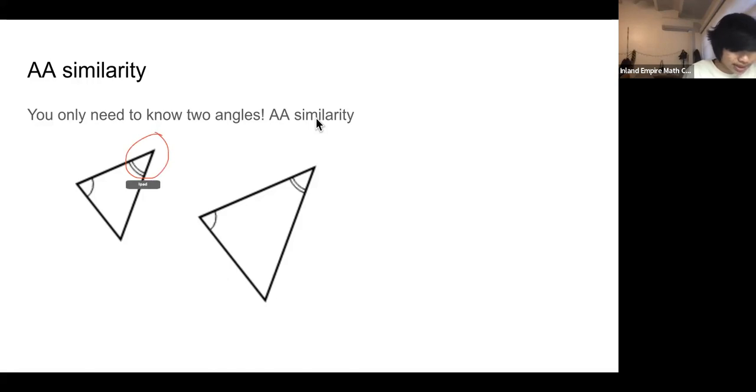This angle corresponds to that angle, and this angle corresponds to that angle. So you can kind of think about that. The way we're writing it here is that the number of arcs marks the corresponding angles, right? So this should be relatively self-explanatory.